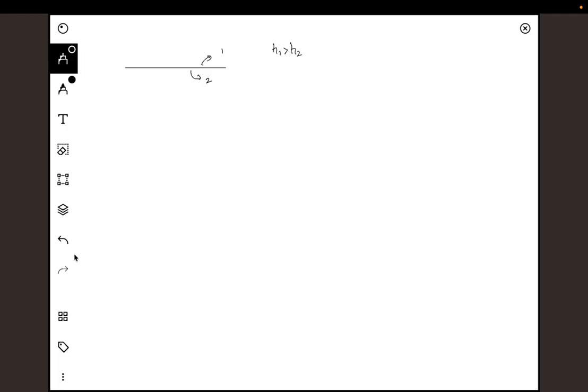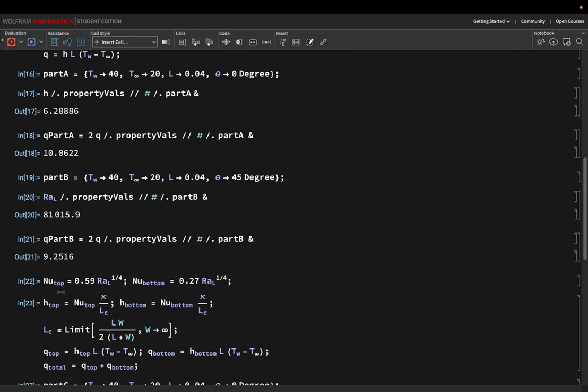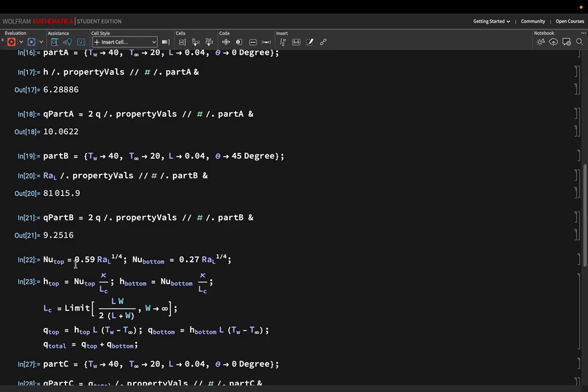So what we have to do is use the appropriate correlation here. When the hot surface is facing up, you have to use the hot surface up correlation to compute heat transfer from that surface, and for the other surface, you have to use the hot surface down correlation. So now we'll have two different correlations. For the top, we have 0.59 times this, and for the bottom, we have a different correlation. Accordingly, I will have a different heat transfer coefficient on top and bottom.